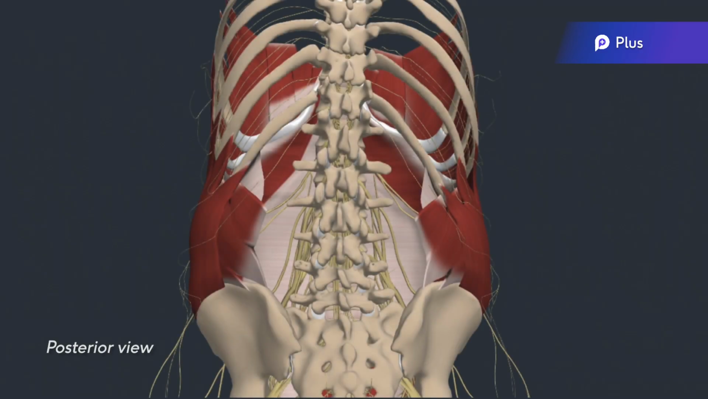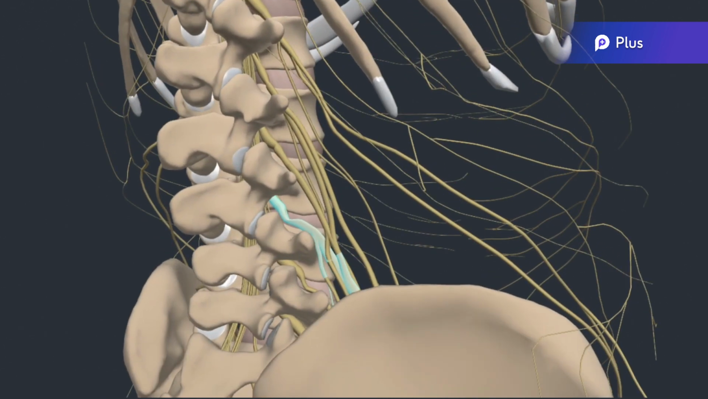The muscles of the anterior abdominal wall are innervated by multiple nerves, most of which originate from the lumbar plexus. The lumbar plexus is a network of nerves that come from T12 to L4 nerve roots. Note that each nerve root exits below its corresponding vertebra. For example, the L4 nerve root exits below the L4 vertebra.